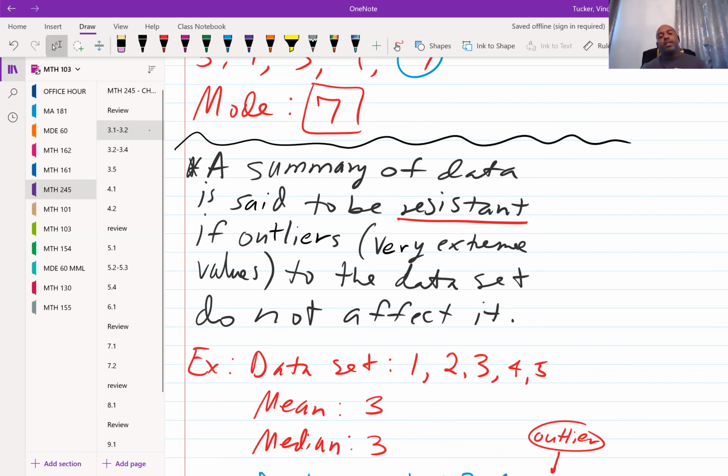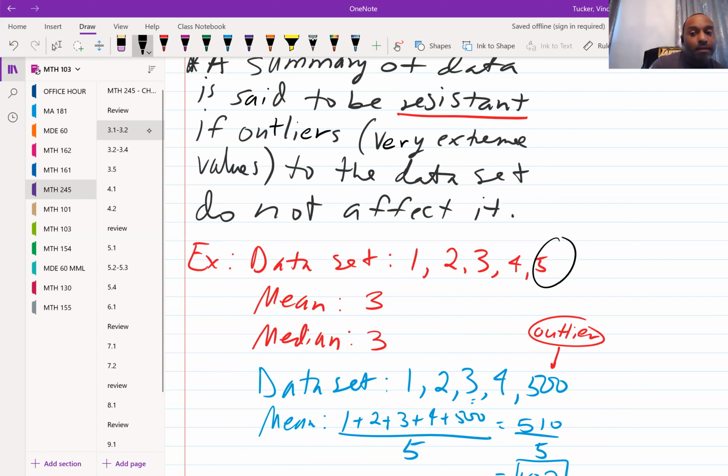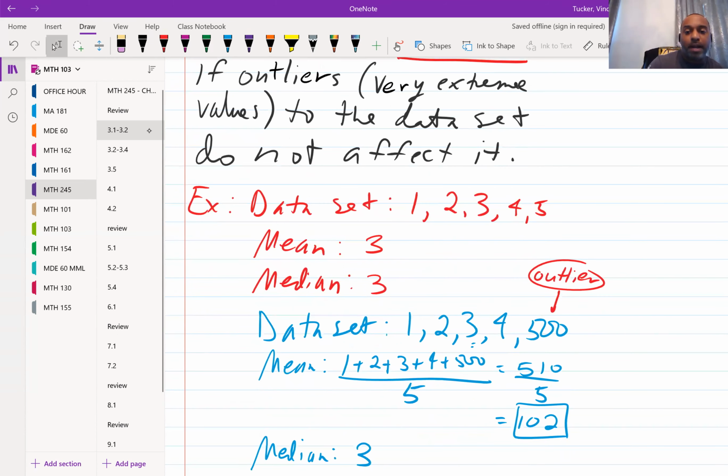All right, so if I have the data set 1, 2, 3, 4, 5, we already talked about that data set already. Your mean would be 3 and the median would be 3. Add data values up, divide by 5, you get 3, and the median middle value is 3. Now if I change the data set by making this 500, 500 would be considered an outlier in comparison to the regular data set. It's very, very extreme, very, very large. So when I find the mean, if I add those together and divide by 5, because I have 5 data values, I get 102. But the median actually would still be 3. That's the middle value.